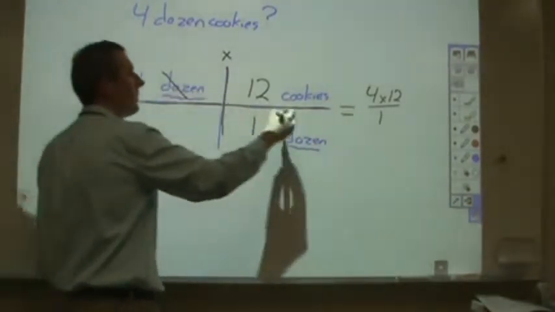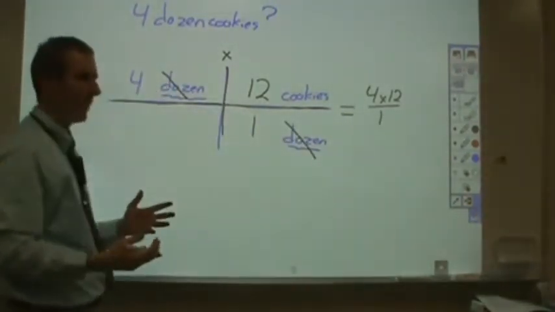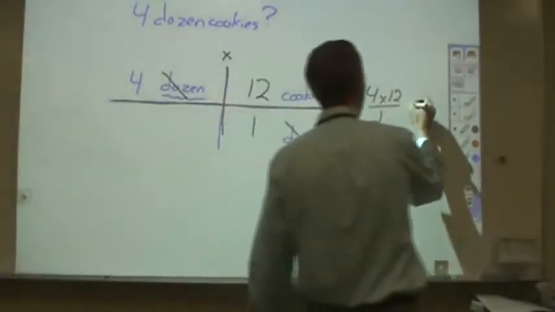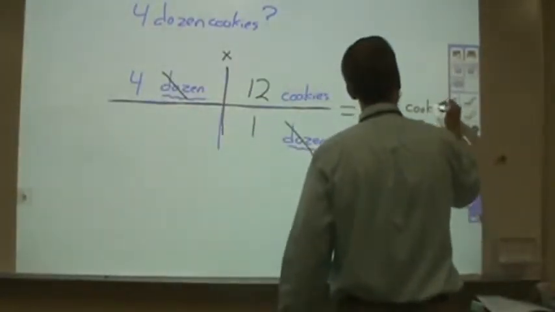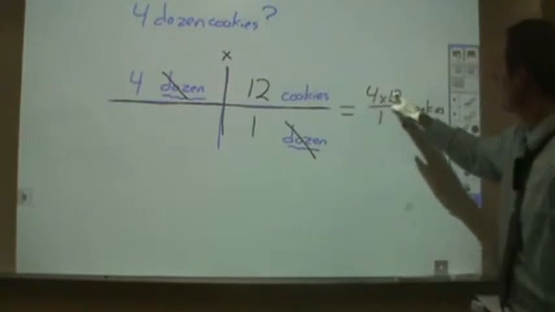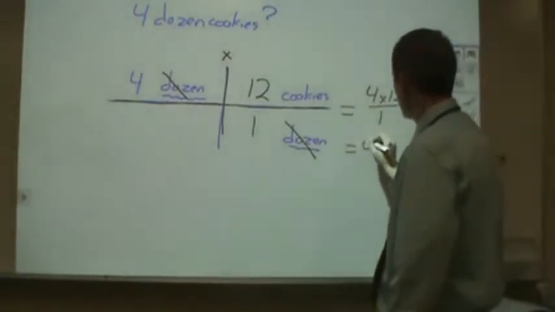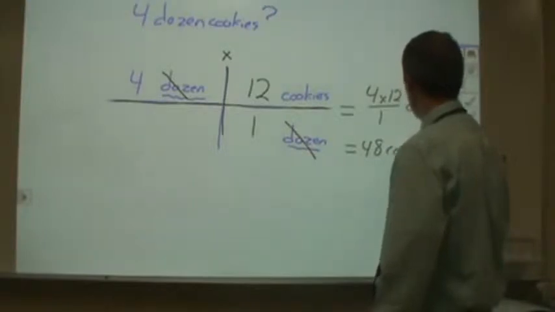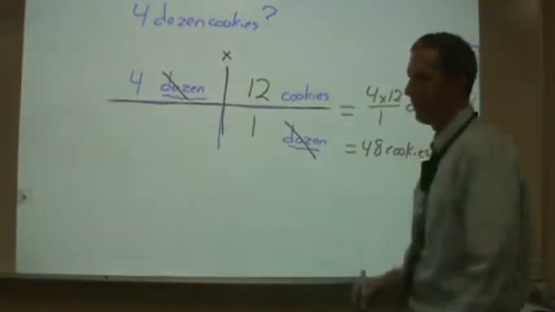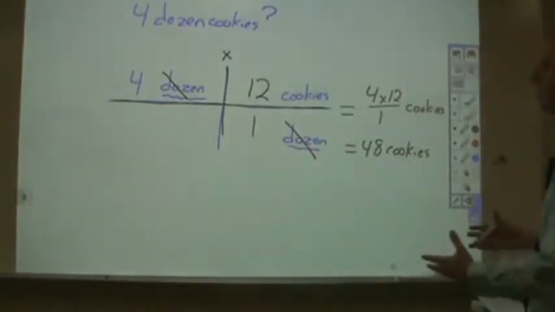Well, dozens divided by dozens cancels. So my units are just going to be cookies. And so what I've set up there is 4 times 12, that's 48 cookies is my conversion. And that's the answer, of course. Okay, so we're all familiar that 4 dozen would be 48 cookies. So that's a simple problem.